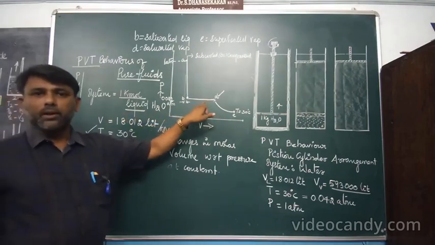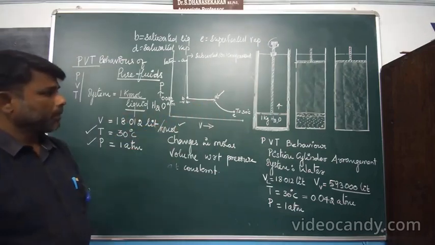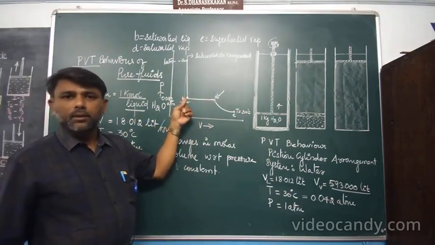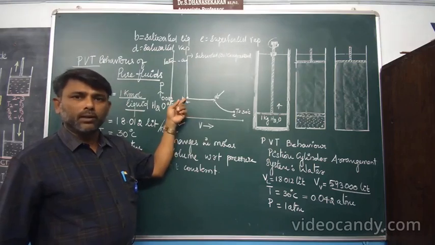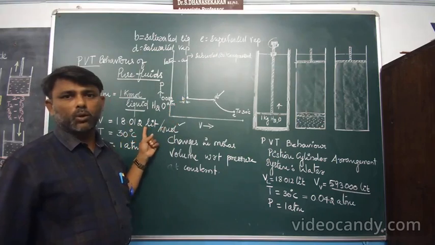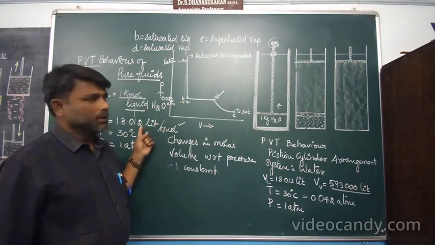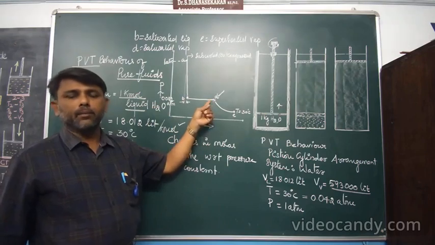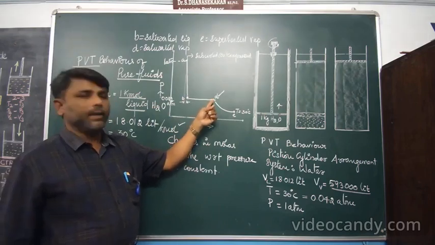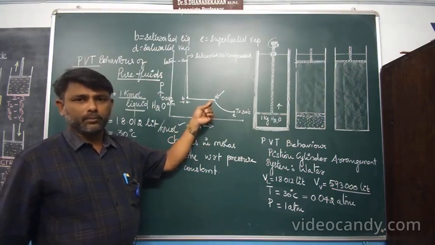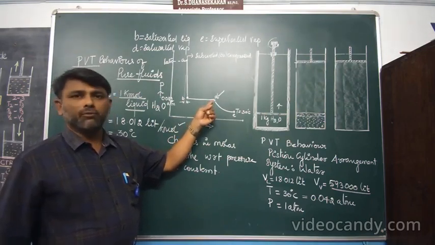Now we will end our discussion. At point B, the volume of liquid water is 18.012 liters, this is the molar volume of the liquid. From B to D, pressure and temperature remain constant. At D, the entire liquid is completely converted into vapor. Now the specific volume of vapor.